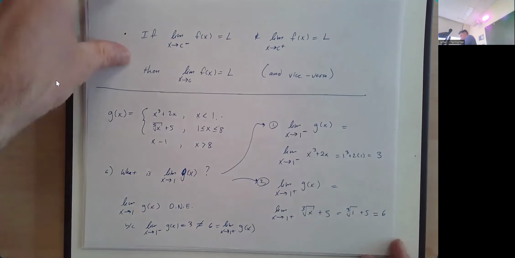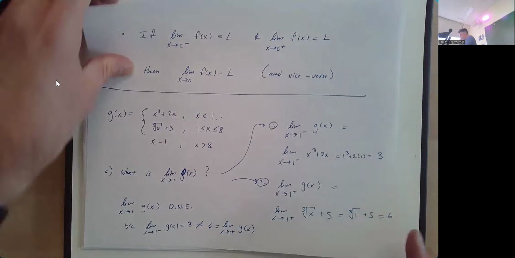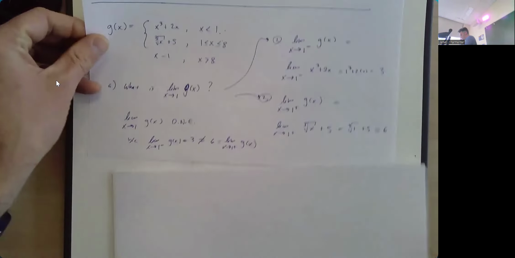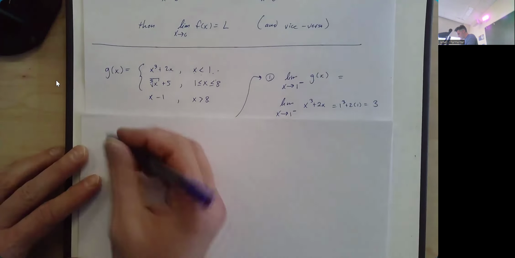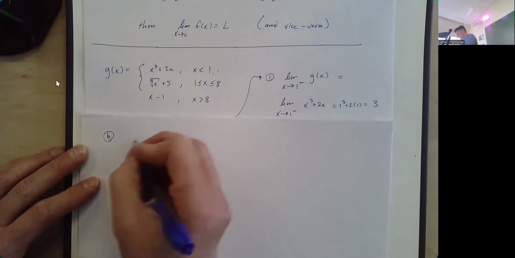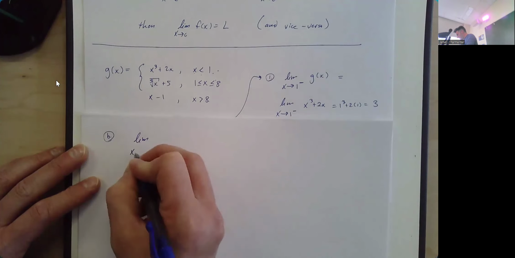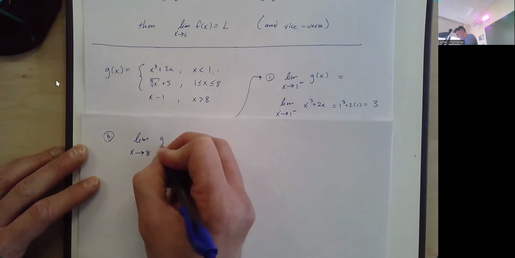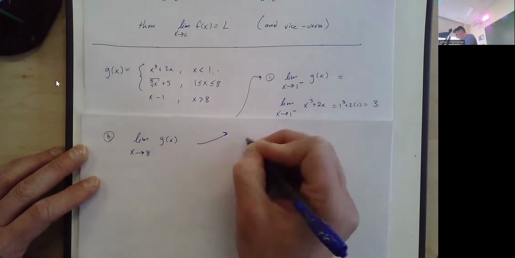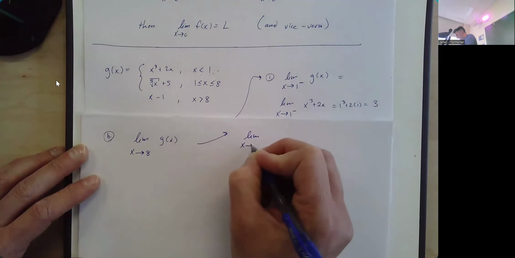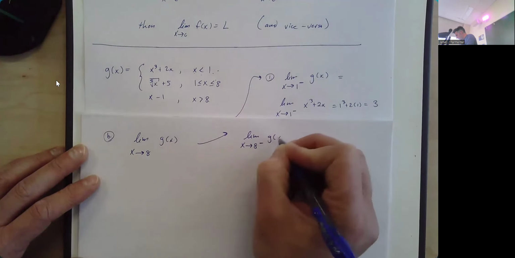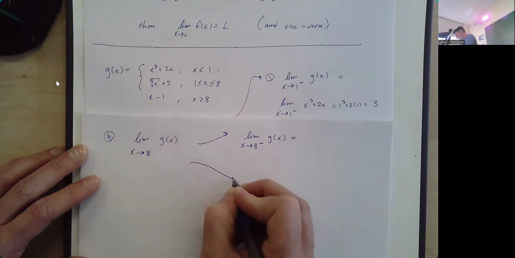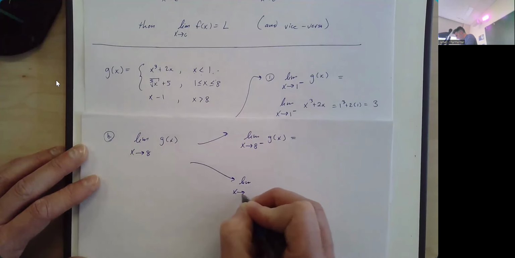Why don't you all try finding both the limit as x approaches 8 from the left and the limit as x approaches 8 from the right. With the same function, find or figure out what's going on with the limit as x approaches 8. So you'll have to do both the limit as x approaches 8 from the left and the limit as x approaches 8 from the right.